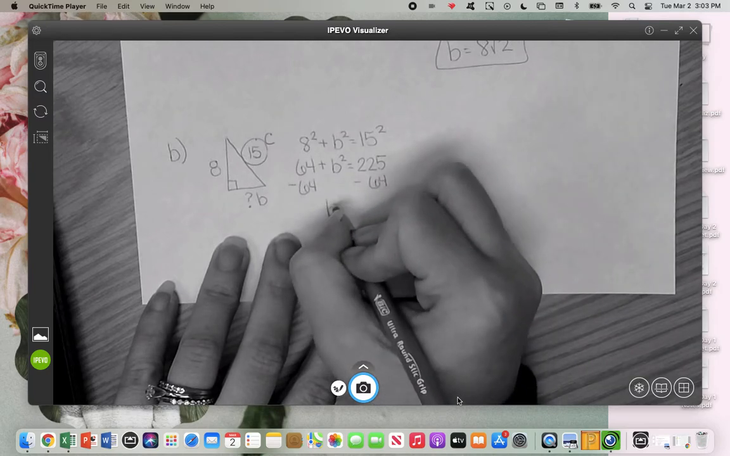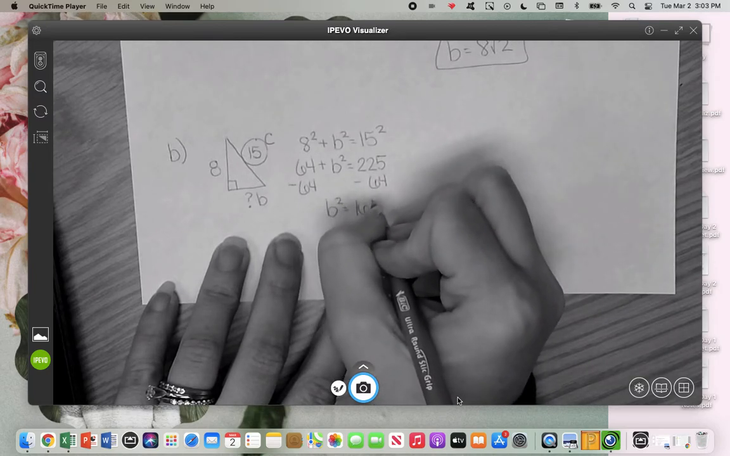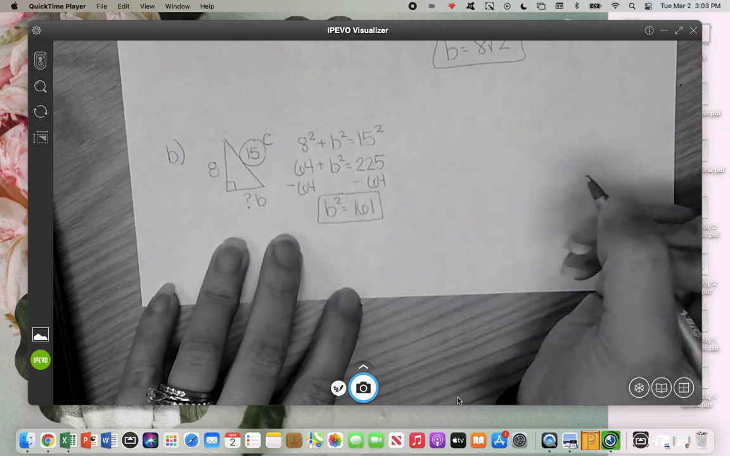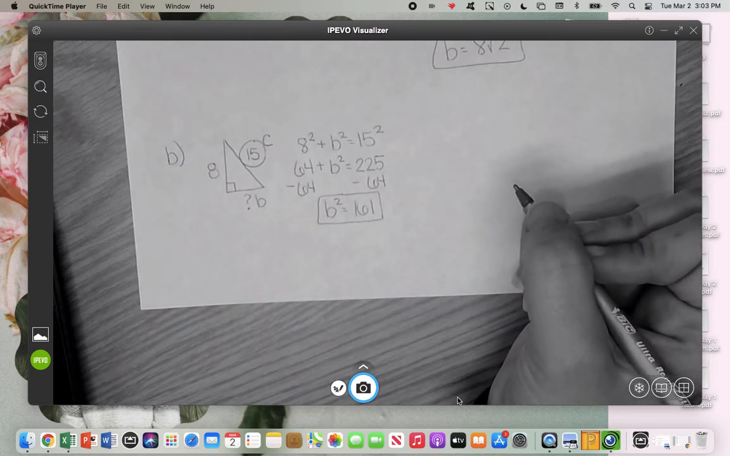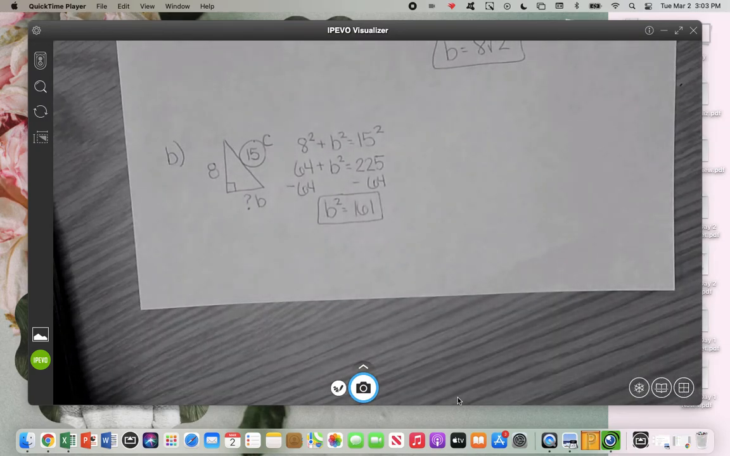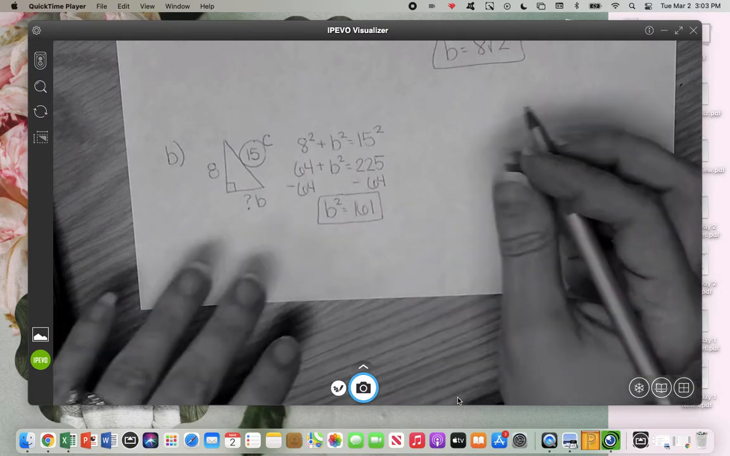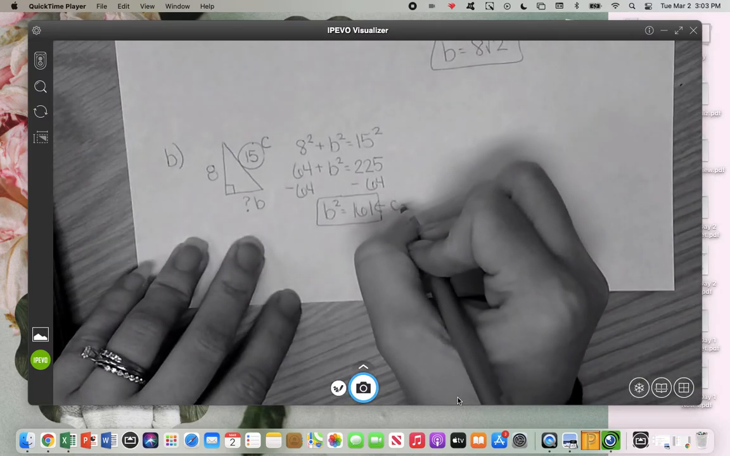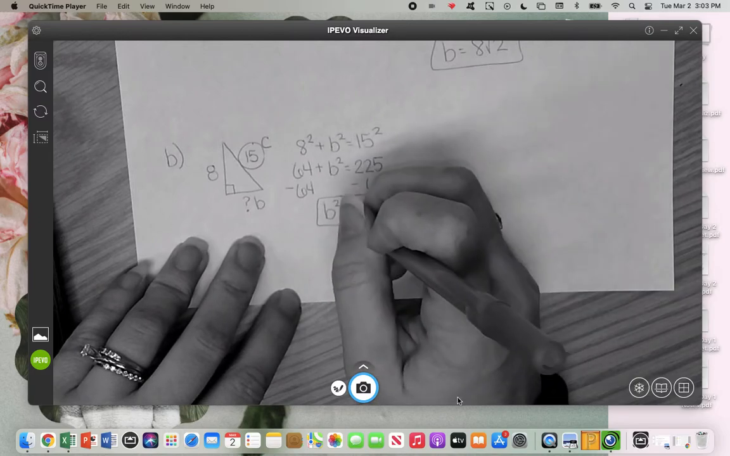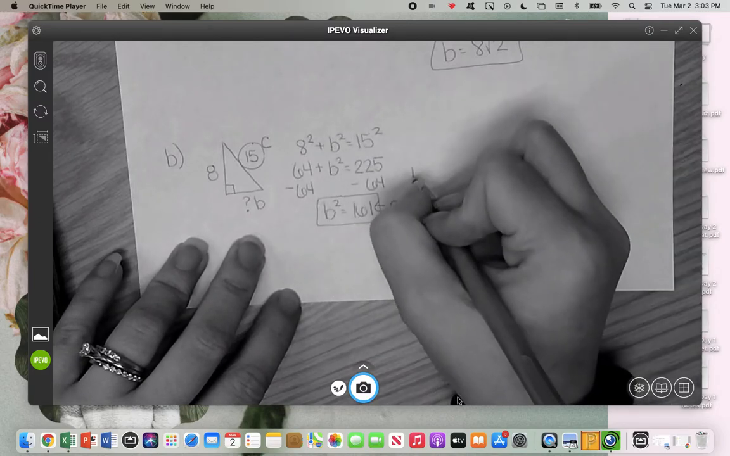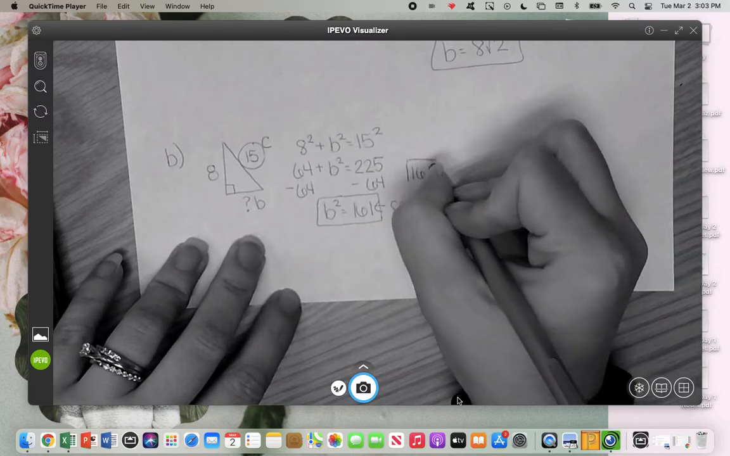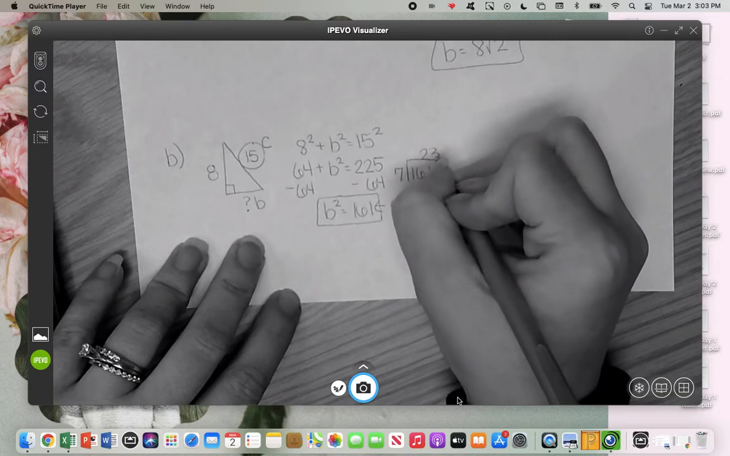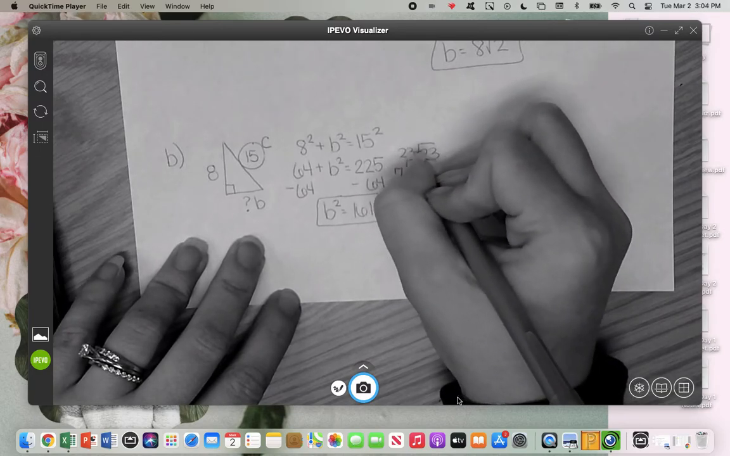And we get b squared equals 161. Oh, I marked it too soon, didn't I? So we could simplify this. Made a mistake. I circled too soon. Now 161 is divisible by 7, and you get 23. Now 23 is a prime number.